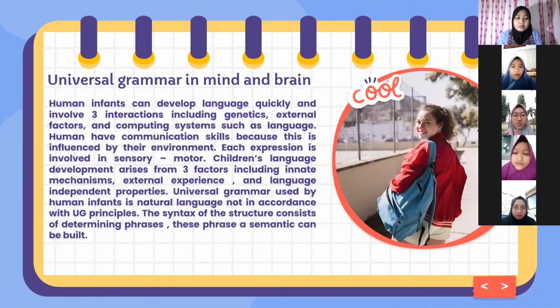Children's language development arises from three factors, including innate mechanism, external experience, and language-independent properties. Universal grammar used by human infants is natural language, not in accordance with the UG principle or universal grammar. The syntax of the structure consists of determining phrases. This phrase or semantic can be bold.